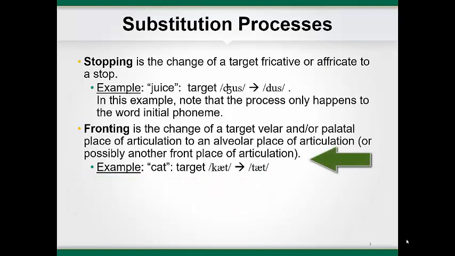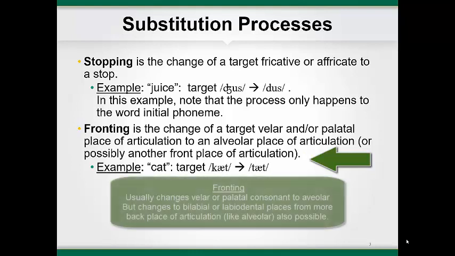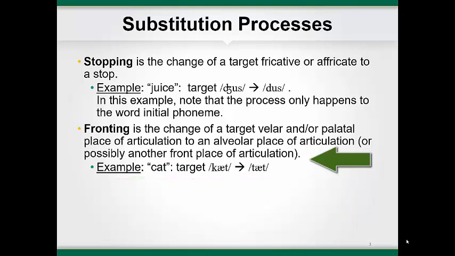The phonological process of fronting refers to the change in place of articulation of a consonant from a more back to a more front articulatory position, typically from a velar or palatal place of articulation to an alveolar place of articulation, although other instances of fronting might be possible as well, such as to a bilabial or a labiodental place of articulation from an alveolar or palatal place of articulation.